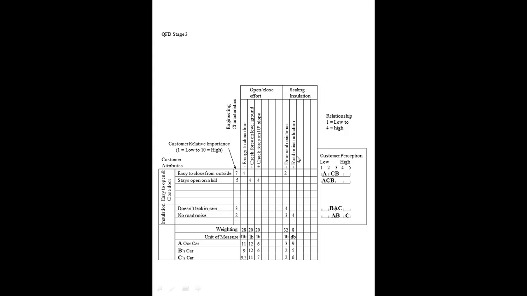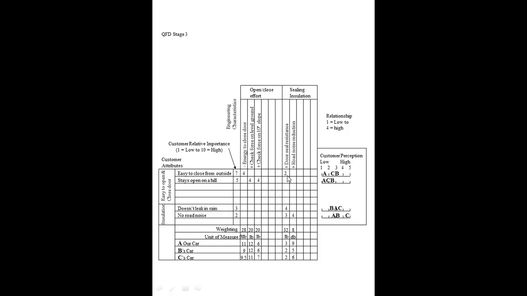Next thing we see here is the lower table. Now what's happened here is that we've multiplied out the relationship multiplied by the importance. So 4 sevens are 28, so we've got a weighting here of 28. If we carry on, we've got 4 5s are 20, 4 5s are 20 again.